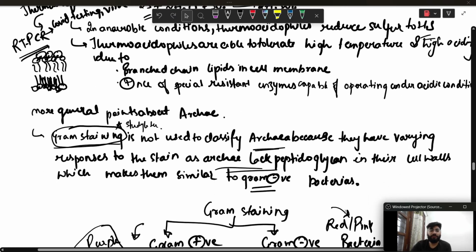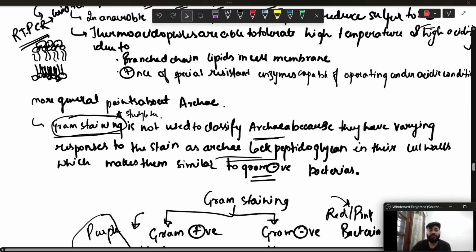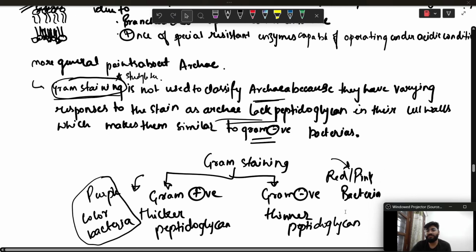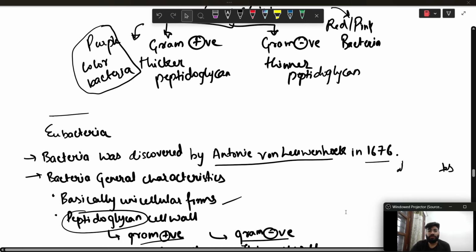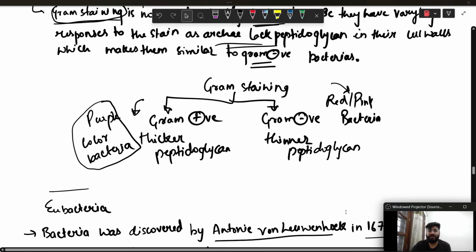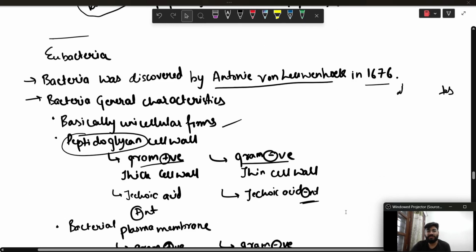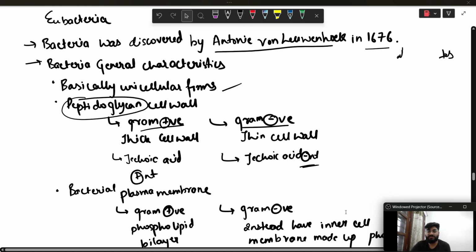Then we talked about some more general points about the archaebacteria: gram staining is not usually utilized for archaebacteria classification because they do not have peptidoglycan in their cell wall. So we later discussed a bit about gram staining. In today's class on the eubacteria, we are going to discuss gram staining in more detail.